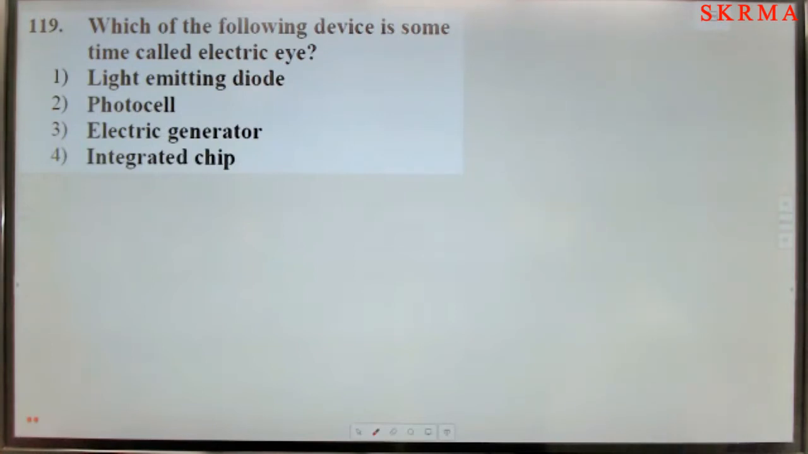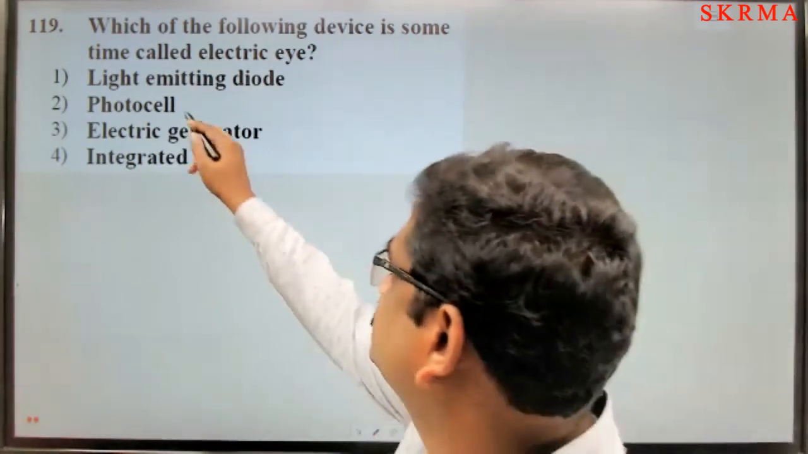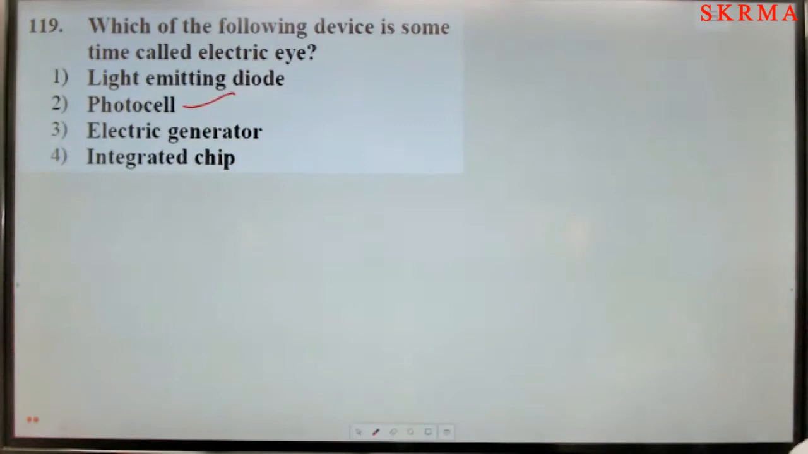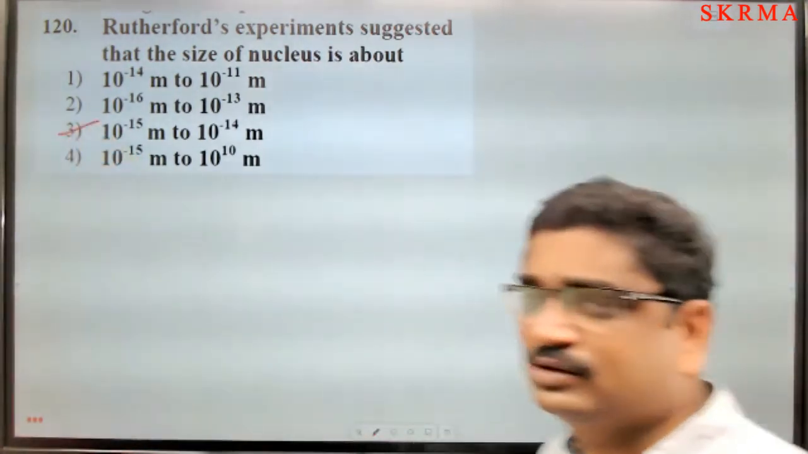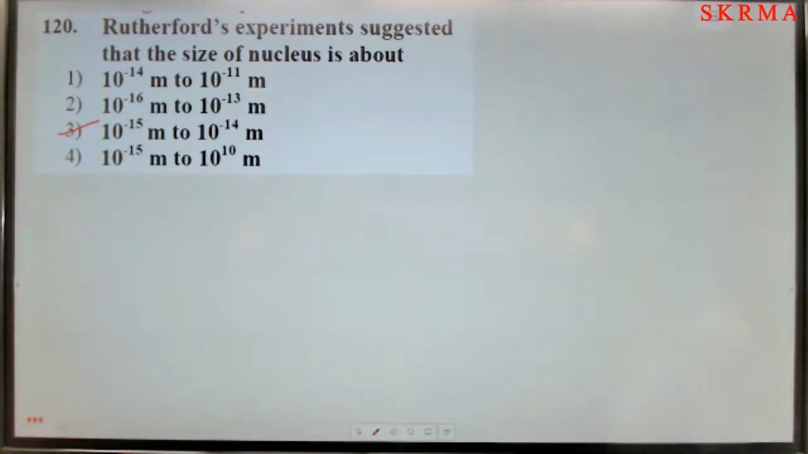Next, which of the following devices is sometimes called an electric eye? That is nothing but a photocell that detects light, so we can call it an electric eye. That is the photoelectric cell or photocell. Next, according to Rutherford's experiment, the size of the nucleus is about 10 power minus 15 to 10 power minus 14. That is a fixed one.